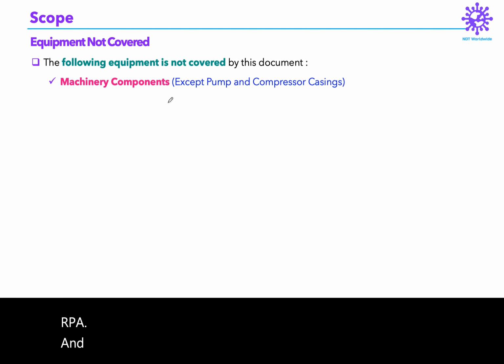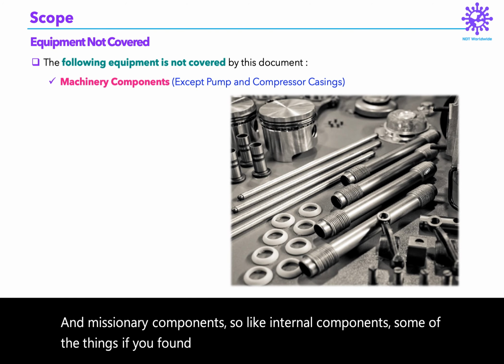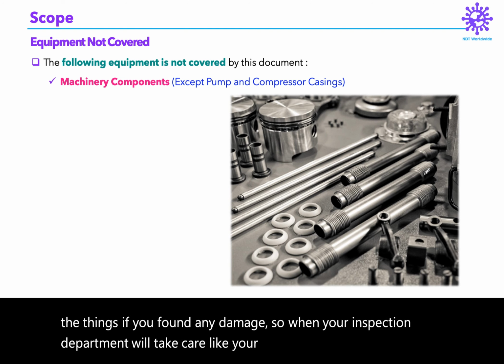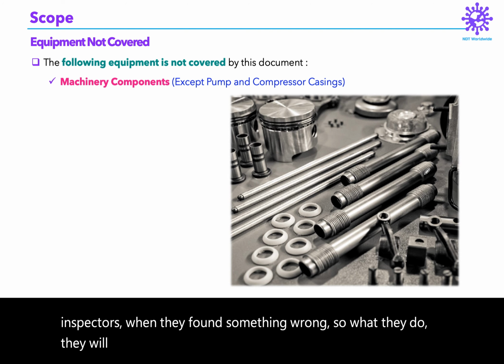And machinery components, like internal components. If you find any damage, your inspection department will take care, like your NDT companies or API inspectors. When they find something wrong, they'll suggest replacement or ask for repairs. Okay.